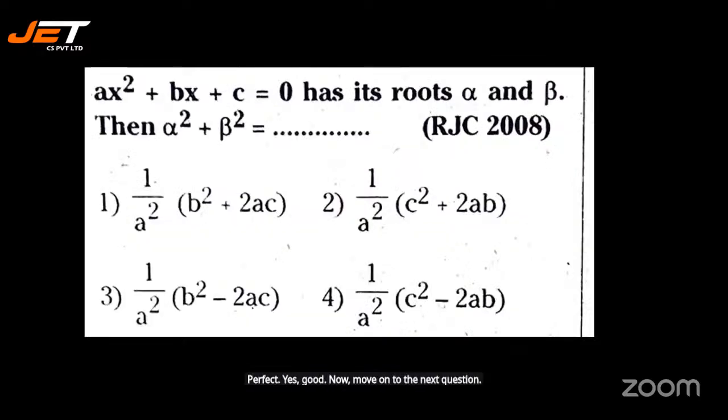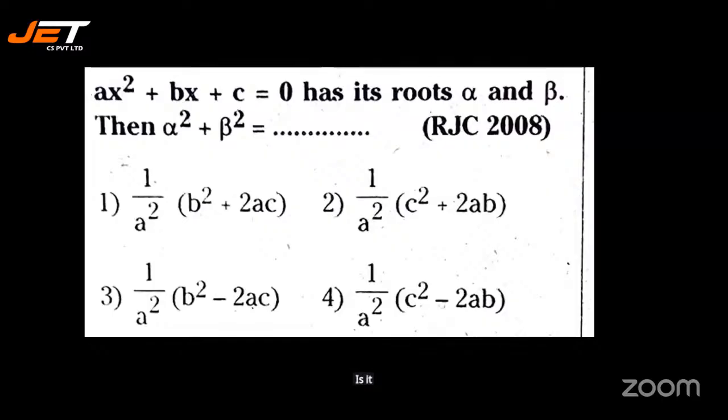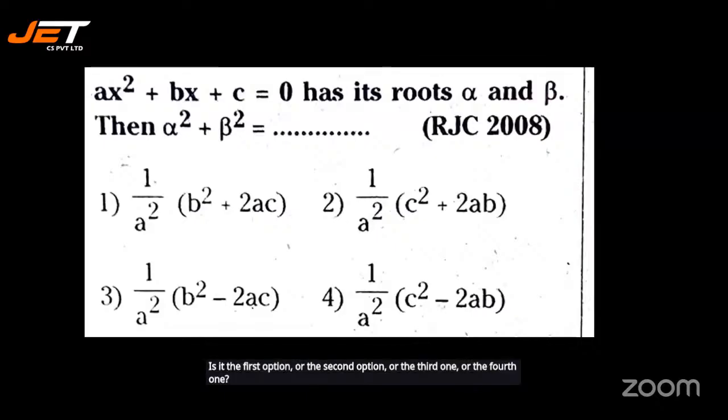Ax square plus bx plus c is equal to 0 has its roots alpha and beta. Then alpha square plus beta square is dash. I repeat, ax square plus bx plus c is 0. It has its roots alpha and beta. Then alpha square plus beta square is equal to dash. Is it the first option, or the second option, or the third one, or the fourth one?